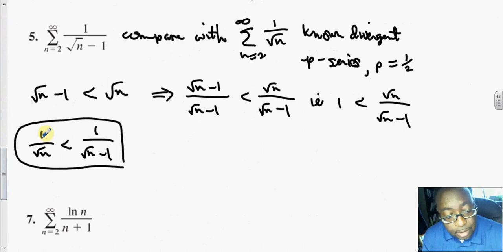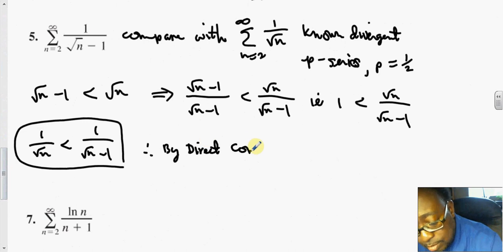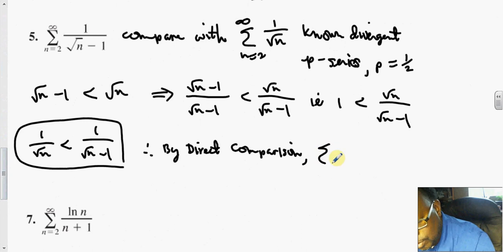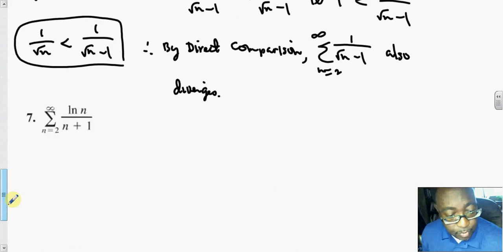Well, that's the direct comparison. Now notice that the series that represents a sequence of 1 over the square root of n is a known divergent series. Anything greater than that must also diverge. So by direct comparison, the summation as n goes from 2 to infinity of 1 over the square root of n minus 1 also diverges.